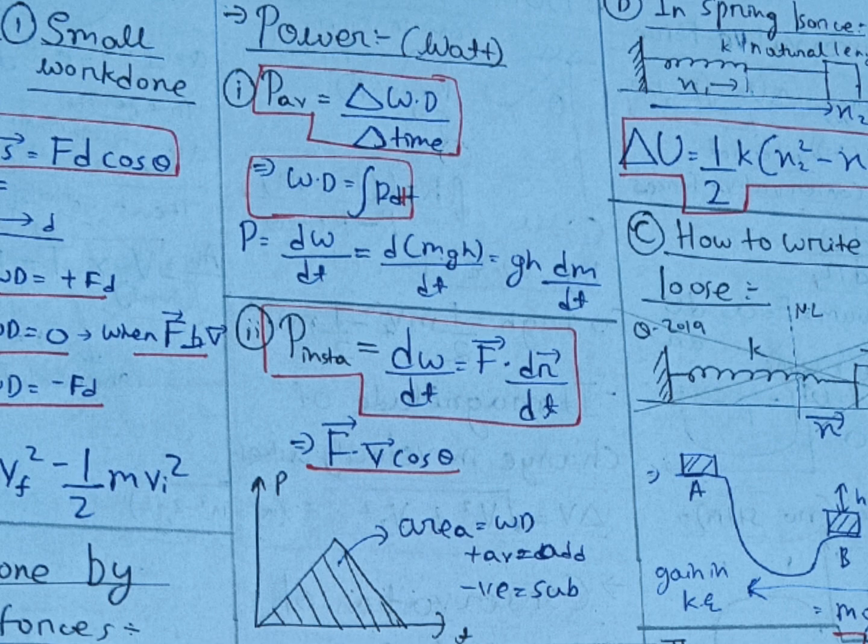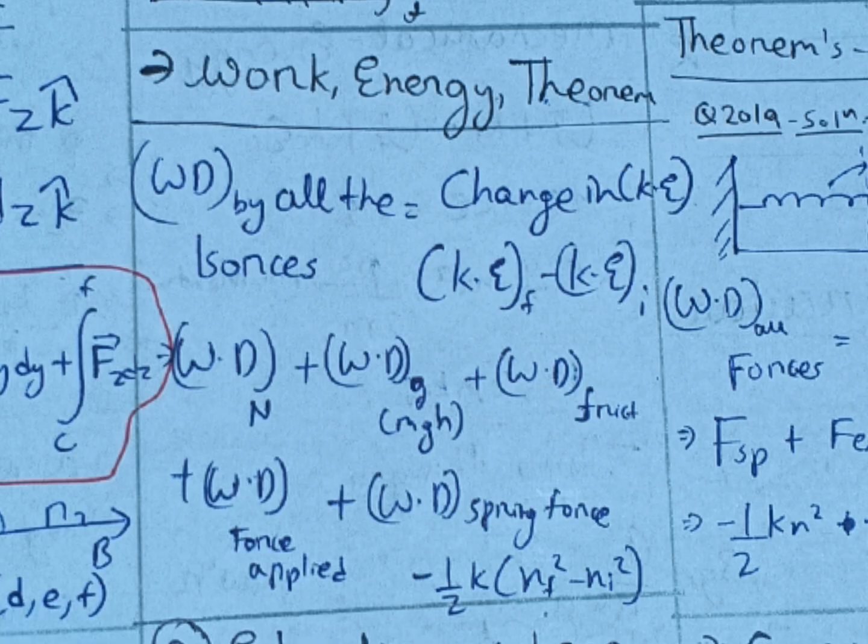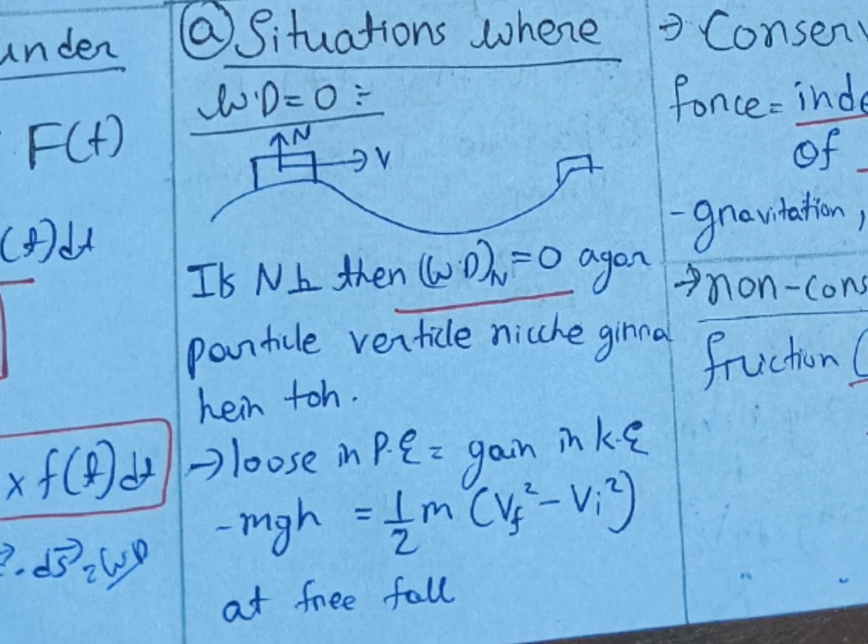Work energy theorem: work done by all the forces is equal to the change in kinetic energy. Work done by normal, work done by mgh, work done by friction, work done by applied force, work done by spring force is equal to the change in kinetic energy. Situation where work done is equal to 0: if normal is perpendicular to the displacement, the work done is equal to 0. If a particle is falling vertically down, loss in potential energy is equal to gain in kinetic energy. So minus mgh is equal to half m (v final square minus v initial square) at free fall.